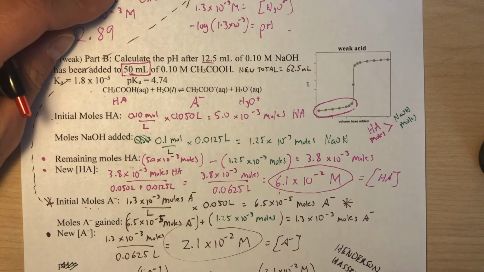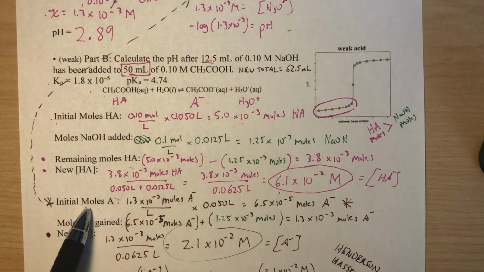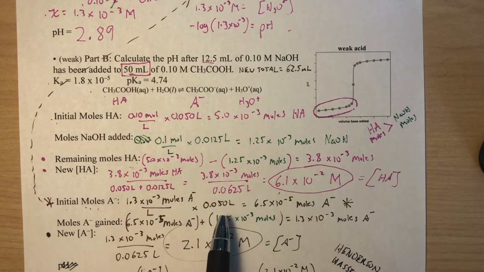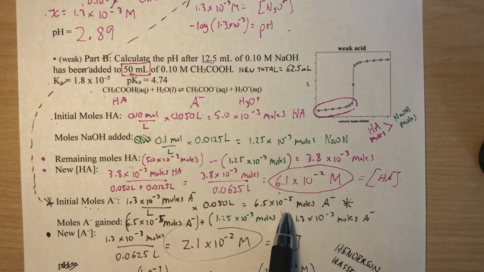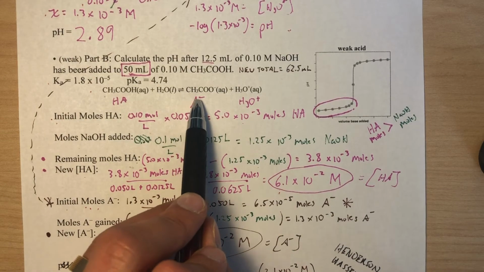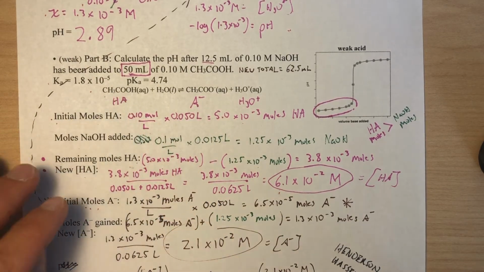So down here we can say that our initial moles of A- is calculated by taking that initial molarity, 1.3 times 10 to the negative third moles of A- per liter, multiplied by the volume, 0.050 liters, and we start with 6.5 times 10 to the negative fifth moles of A-. That's how much A- we have in solution before any of the acetic acid has reacted.